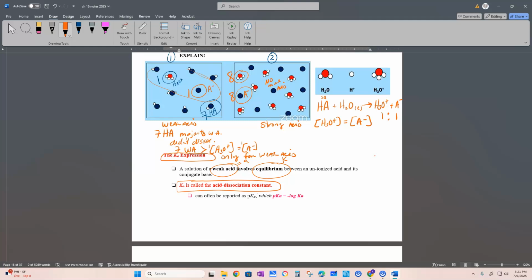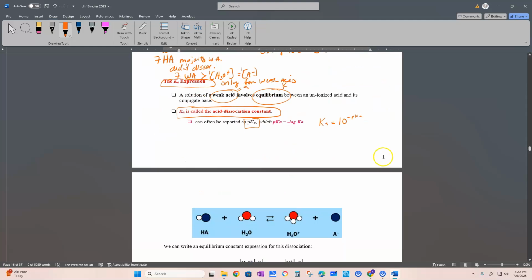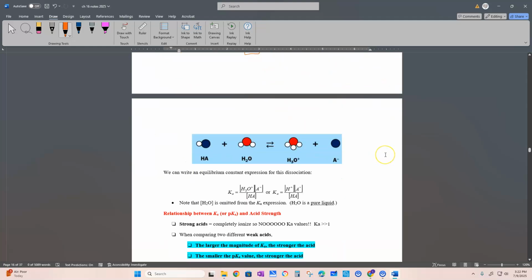Sometimes it's recorded as pKa, and you do get this equation on the equation sheet. So if the pKa is the negative log of Ka, you could even go the other way, like the antilog, 10 to the negative pKa. So if you're given pKa, then you can solve for Ka. That value of Ka, it tells us a lot, okay? So this is what happens in your equation.